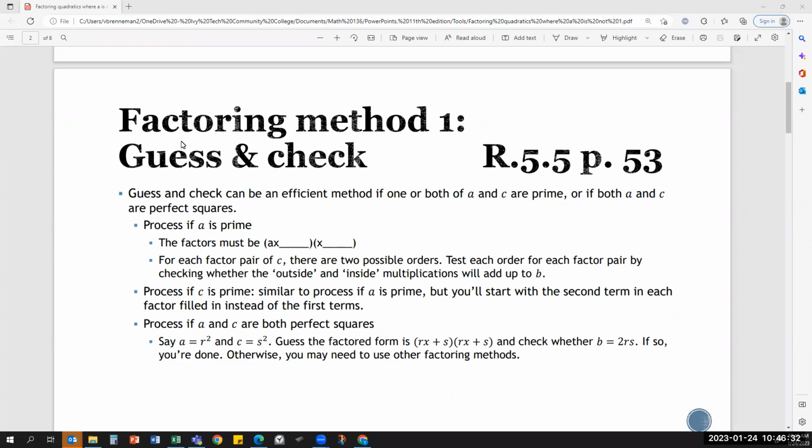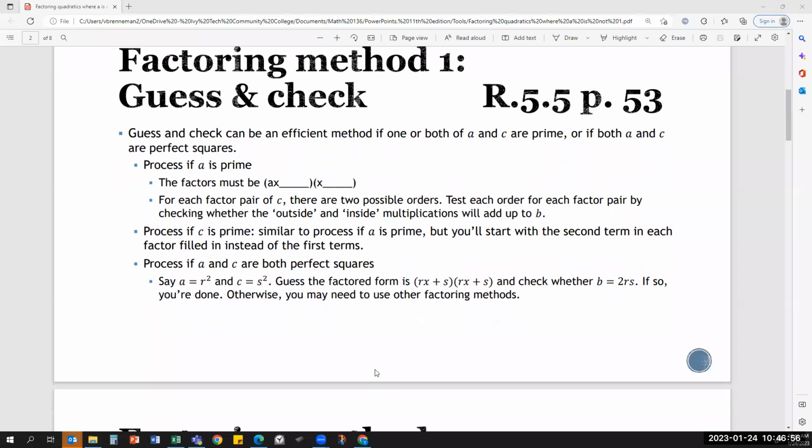If c is prime, you wouldn't know what would go with the x, but you would know that it has to be c and 1 for the other part, and then you would guess and check for the coefficients of x in each factor. If a and c are both perfect squares, then you can guess that whatever they're the square of, that's the coefficient, and that there are two identical factors. And then test again, you still have to check that the middle term comes out right. If not, then you might need to use other methods.